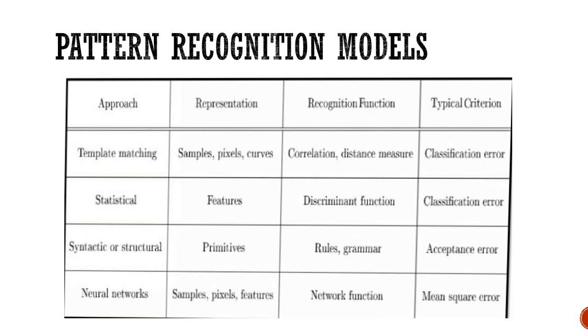We see the approach, representation, recognition function, and the typical criterion. In approach: template matching, statistical, syntactic or structural, and neural networks. In representation: samples, pixels or curves, features, primitives for the structural approach, and samples, pixels, features for neural networks, and some of the recognition function and typical criterion.